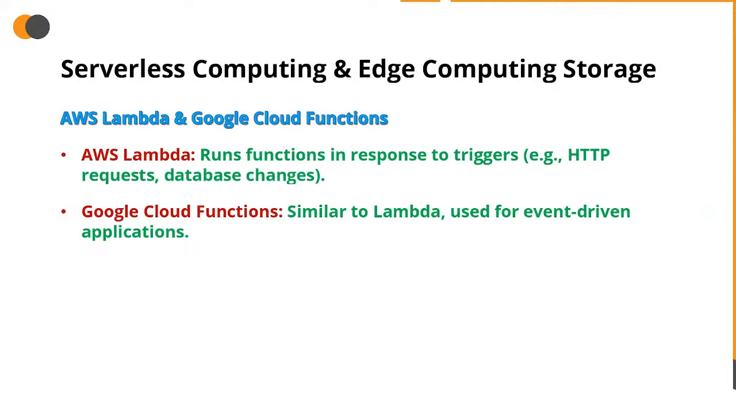AWS Lambda, an event-driven serverless computing platform, is from Amazon Web Services. AWS Lambda runs functions in response to triggers, for example, HTTP (Hypertext Transfer Protocol) requests or database changes.